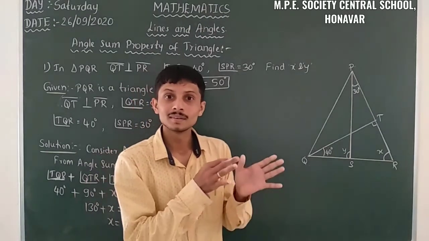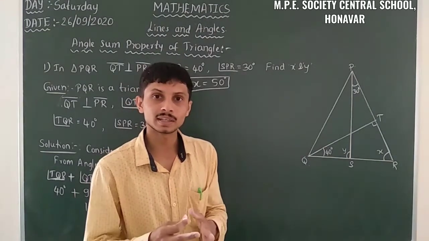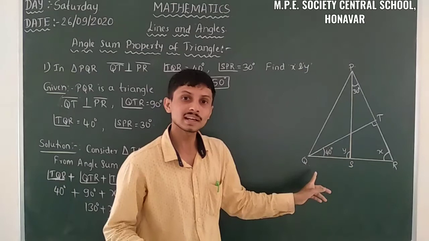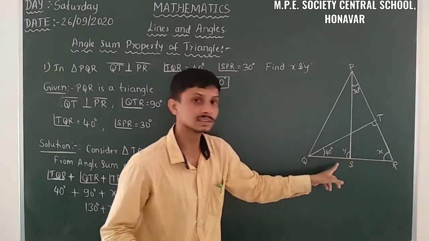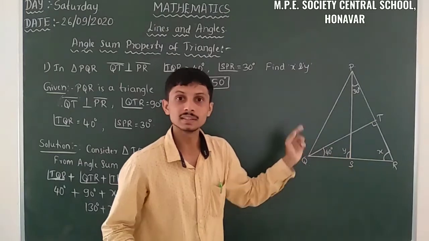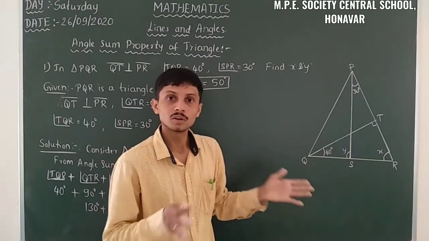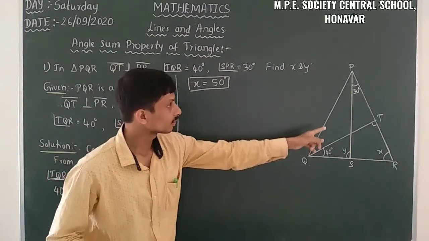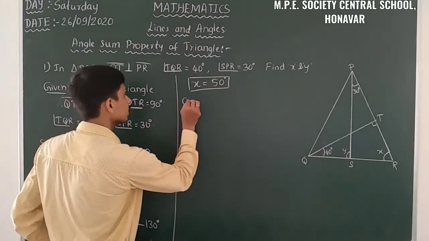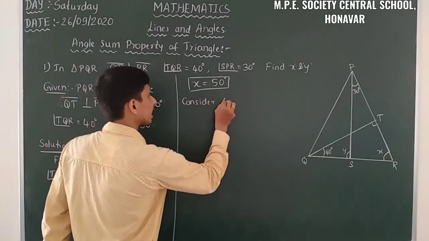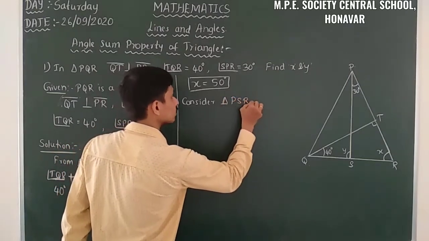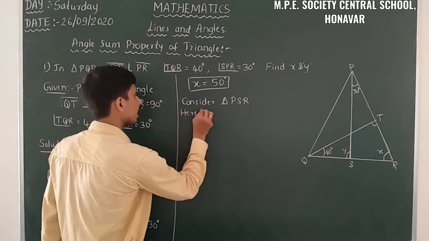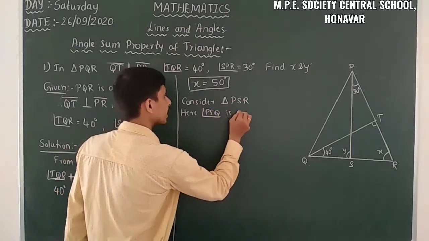And another theorem we already proved, theorem 6.8. Just observe here, angle PSQ is the exterior angle formed when RS of triangle PRS is extended or produced. So we can use theorem 6.8 here. Let us take triangle PSR. Consider triangle PSR. Here angle PSQ is the exterior angle.